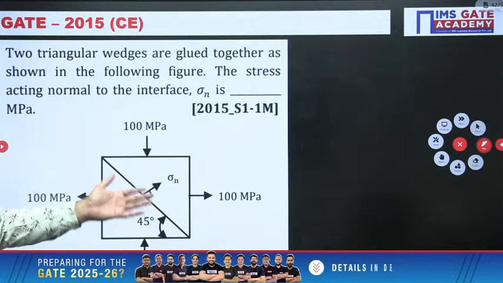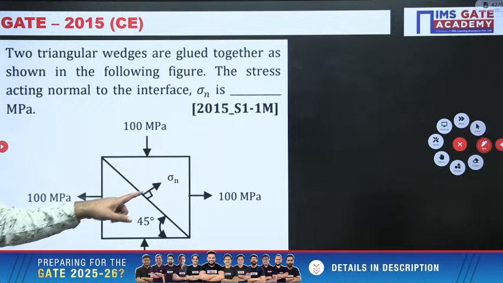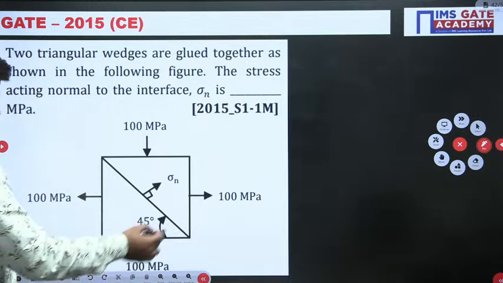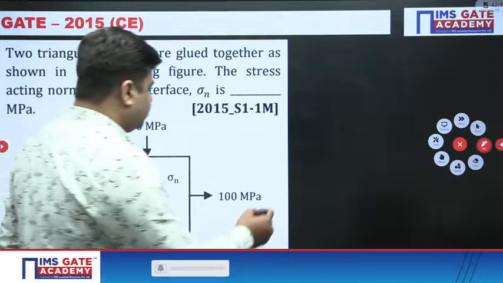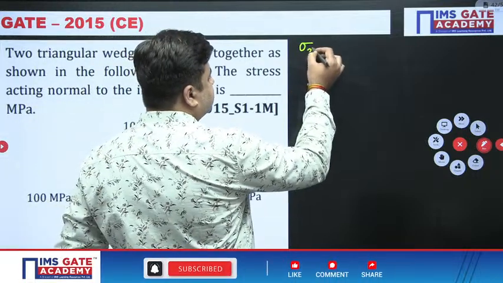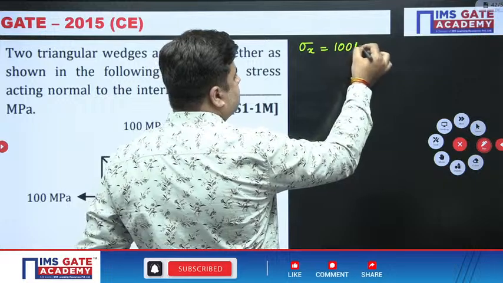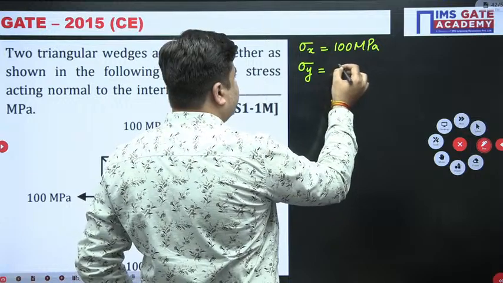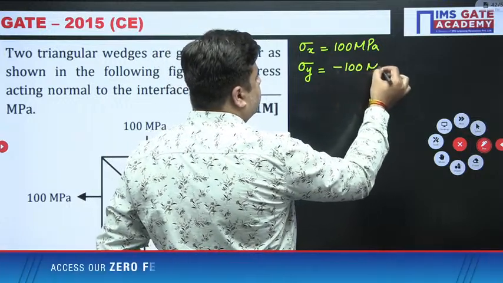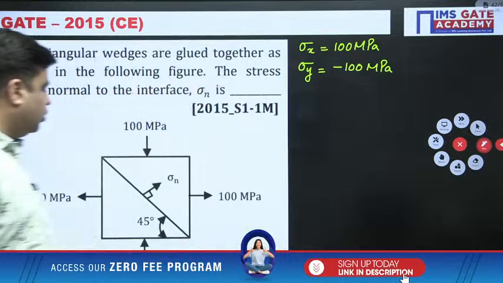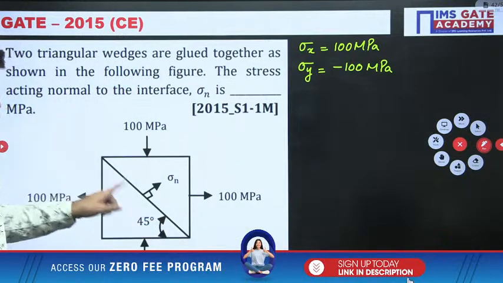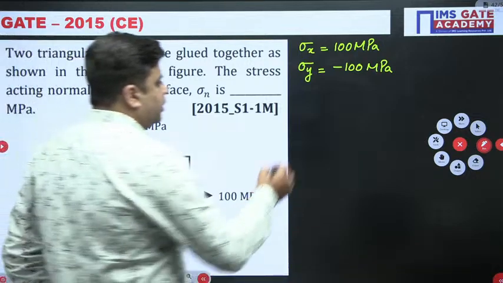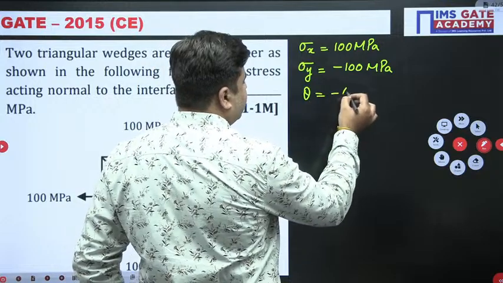Again, it's an easy question. A state of stress is given to you and you need to find out the value of normal stress. For this oblique plane, sigma x is 100 MPa and sigma y is minus 100 MPa. You need to find out the normal stress on this oblique plane. This oblique plane is inclined at minus 45 degrees from the vertical. So, theta is minus 45 degrees.